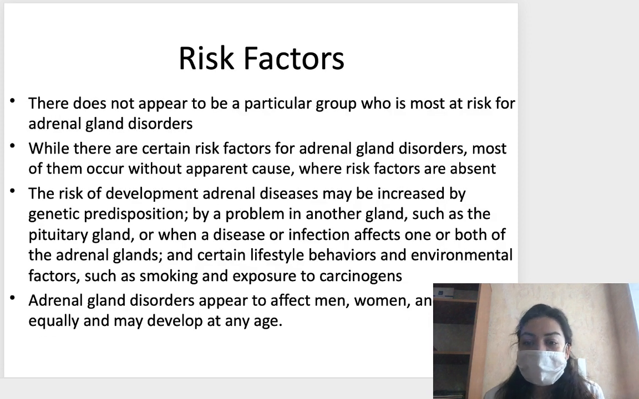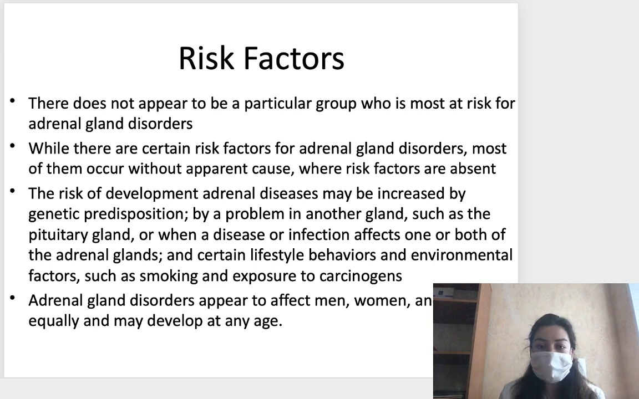Risk factors in general for all disorders. No particular group appears to be most at risk of adrenal gland disorders. Each age, each sex, each race can be affected, and there is no significant difference between them. While there are certain risk factors, most cases occur without apparent cause, and risk factors may be absent too.